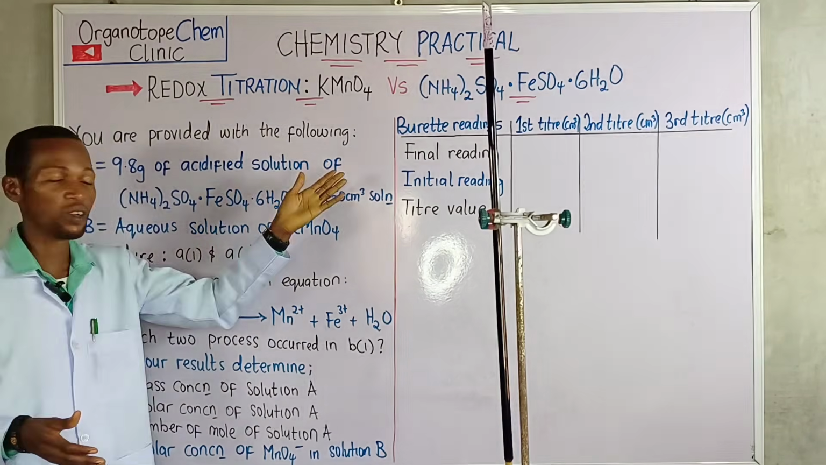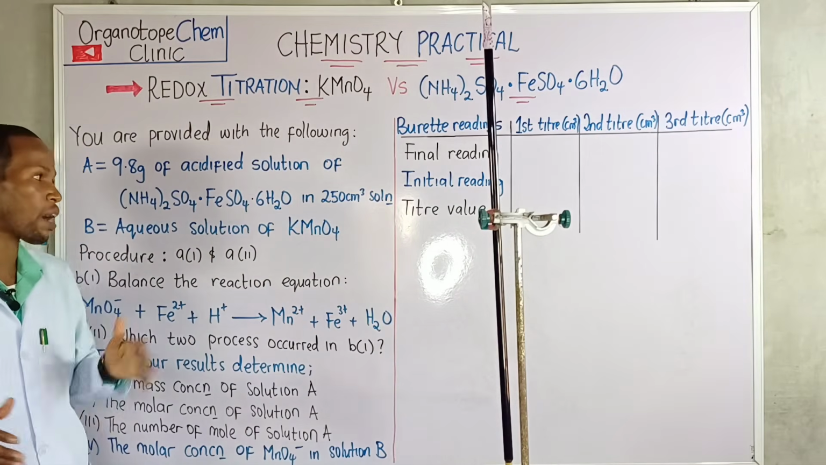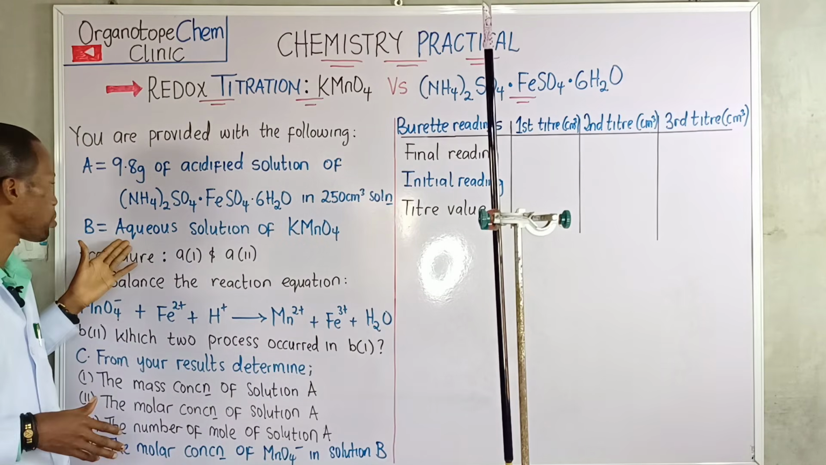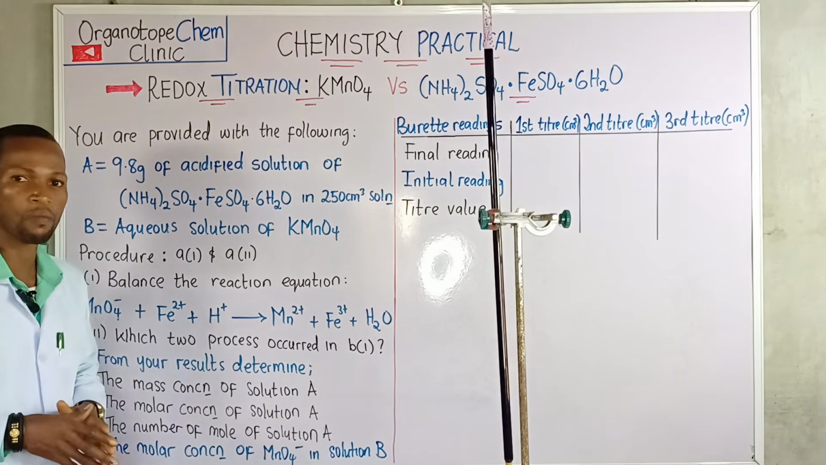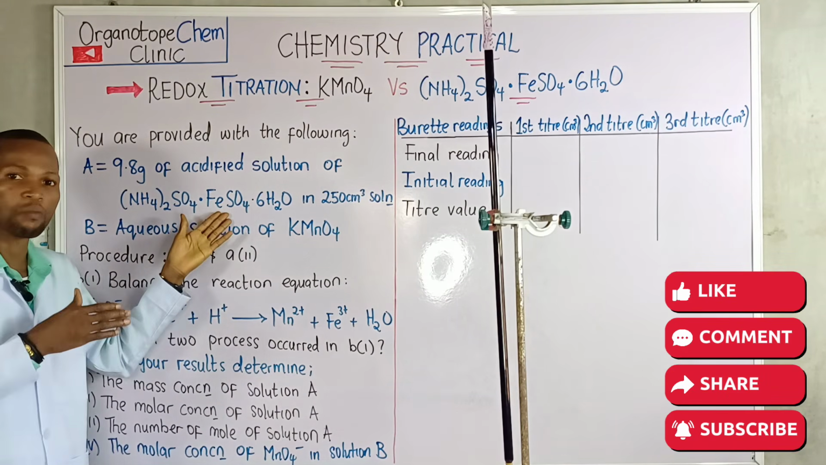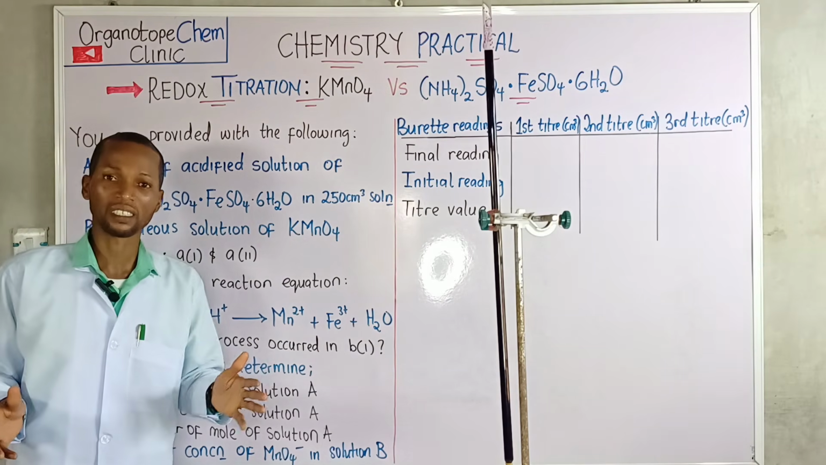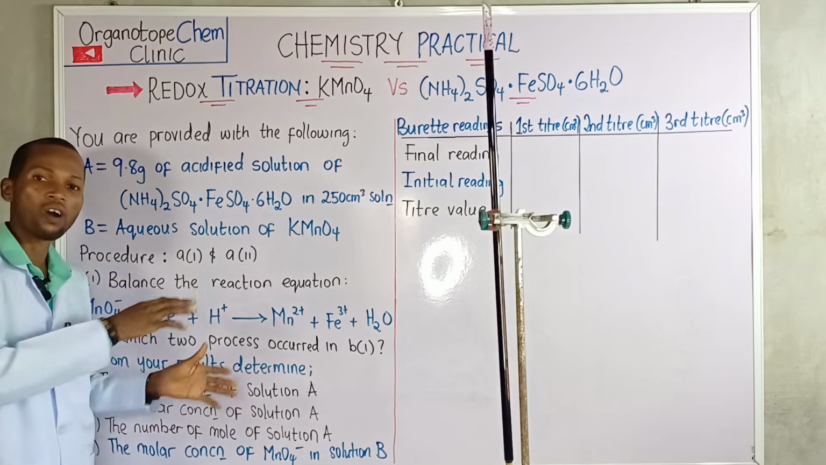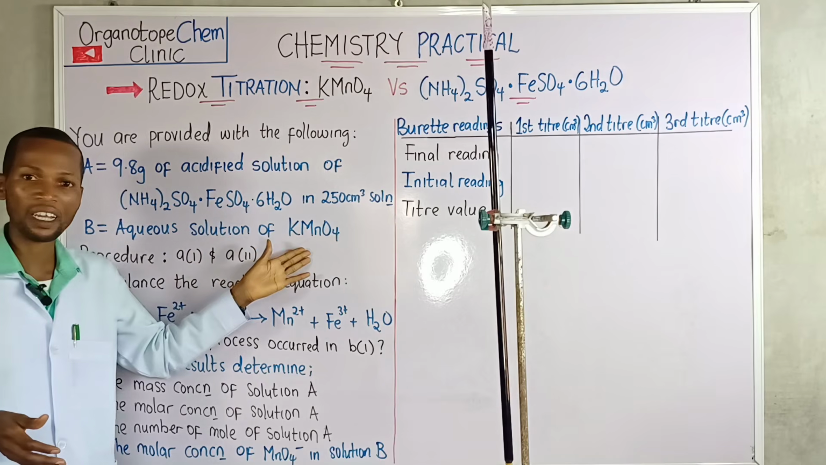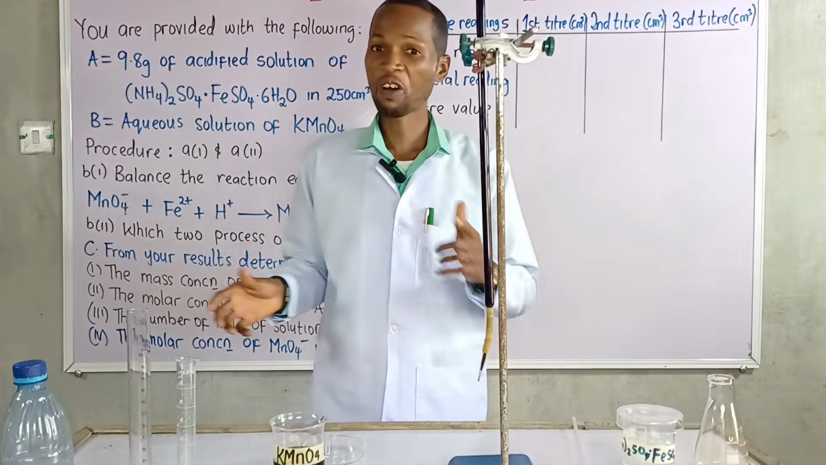You are provided with the following. In solution A, we have 9.8 gram of acidified ammonium iron(II) sulfate in 250 cm³ of the solution, and solution B is aqueous solution of potassium permanganate. It can be observed from this question that the solution of known concentration is ammonium iron(II) sulfate. Since the mass concentration is known, it is regarded as the standard solution, while the KMnO₄ is of what? Unknown concentration. So we need to determine the concentration of potassium permanganate using the known concentration of ammonium iron(II) sulfate. Now, can we start the titration?